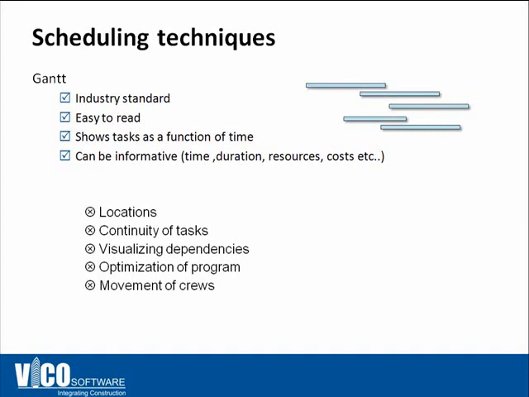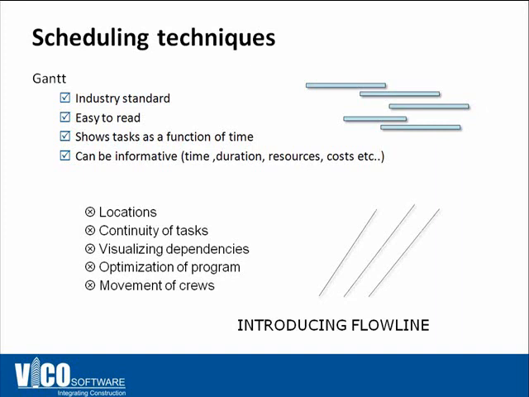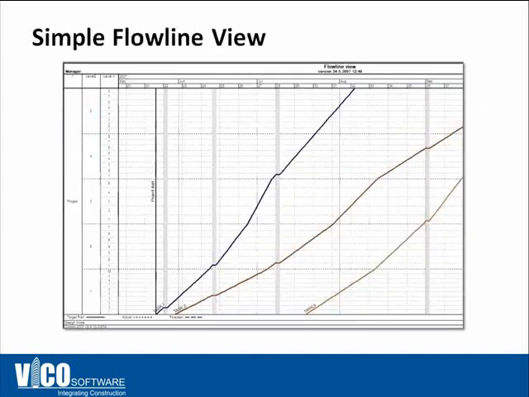For example, they show locations only in the name of the task if you include it in there, or if you create your own location breakdown structure coding system and you include it as a field in your Gantt chart schedule. It doesn't show continuity of tasks, does not allow you to visualize dependencies, and optimize the movement of crews. Using Flowline, however, you'll be able to see all that in just one single view.